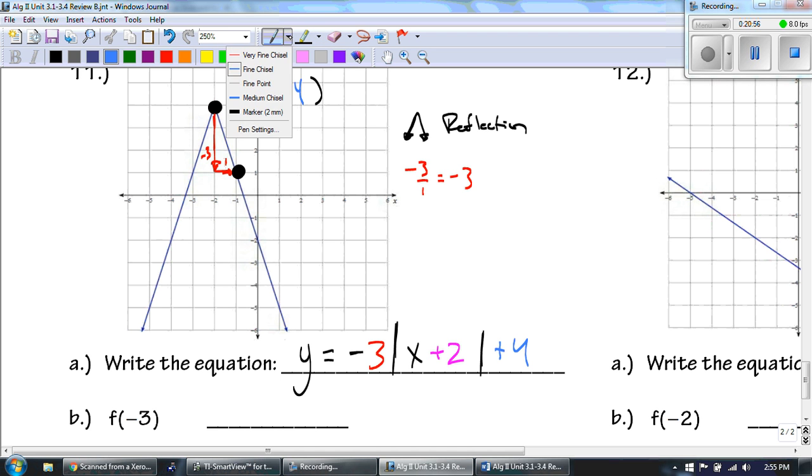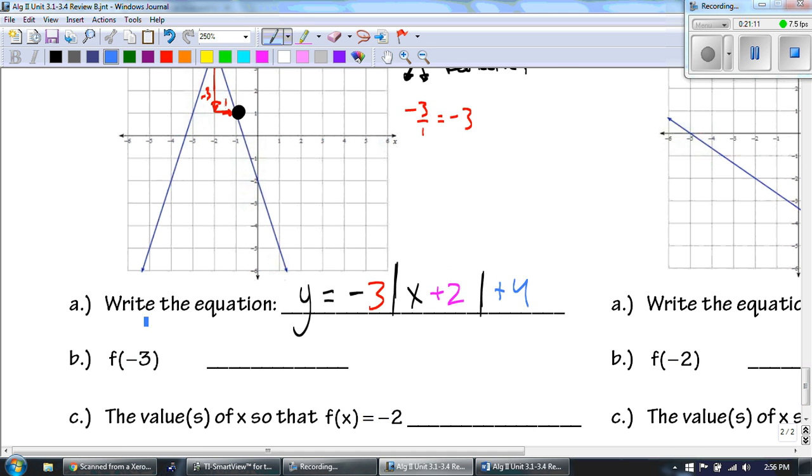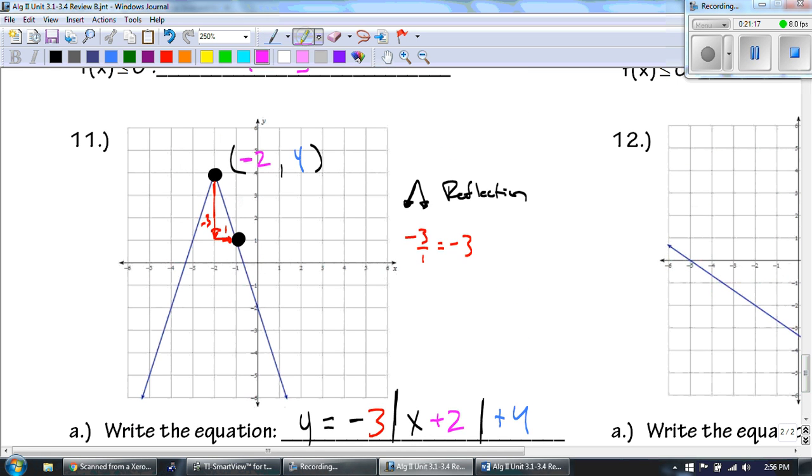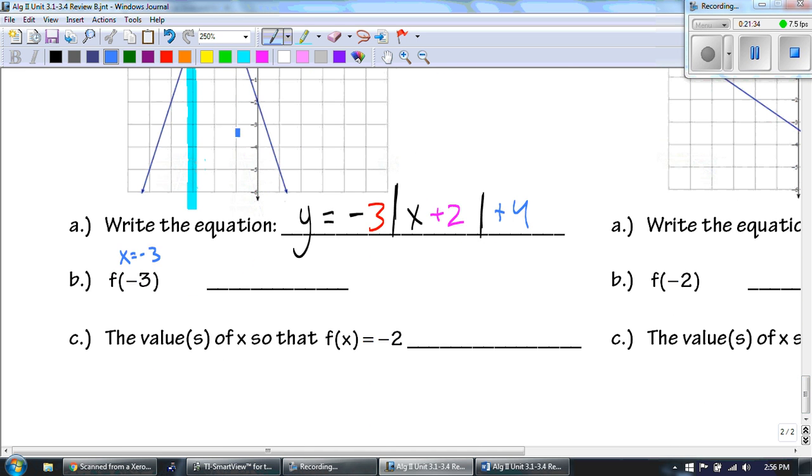Okay, so f of negative 3, when x is negative 3, remember what we were doing there? Well, they tell us the x, so I can draw a vertical line. Sorry, I'm trying to remember how I taught this. X equals negative 3. So when x equals negative 3, here's my line. Dunk, there we go. What is that point? And that is the point negative 3 comma 1. So when x is negative 3, y is 1.